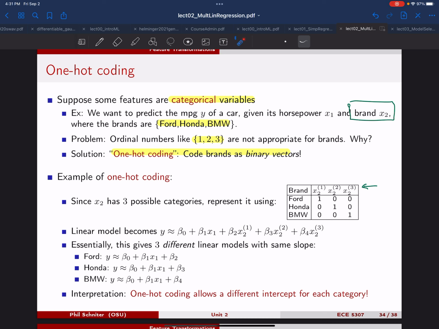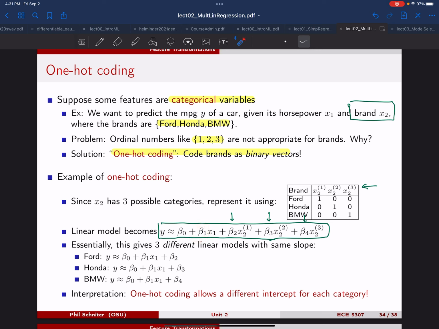But actually, we can understand more precisely what's going on if we just follow through and think about what the model will give us in the end. In this case, the model we're actually going to fit looks like this. You can see that we're going to have 3 parameters, 3 betas, instead of just 1 beta for brand: beta 2, beta 3, beta 4. And of course, as before, we have an intercept, and we have a slope on the horsepower.